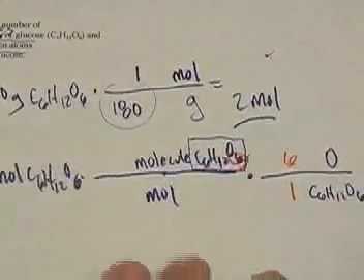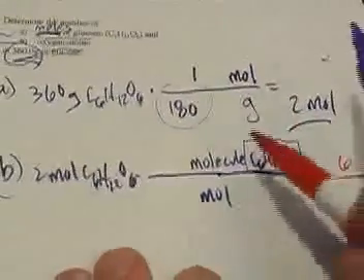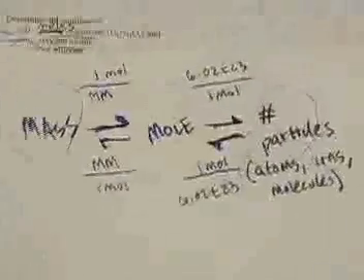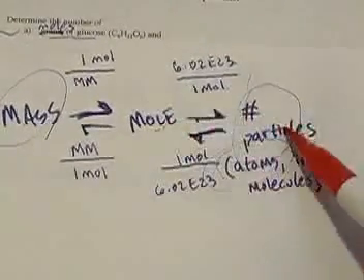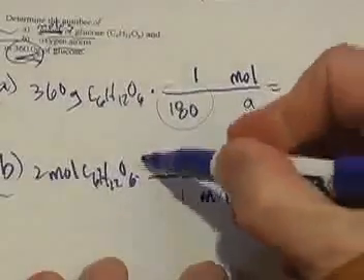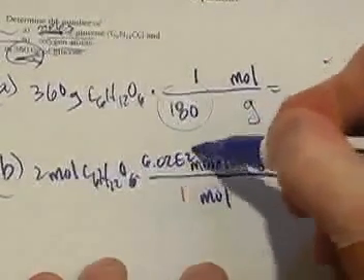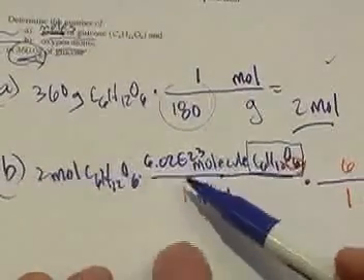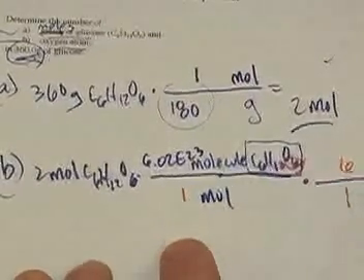Moving back to this relationship, how many molecules are there in a mole? Well, if I look back at this diagram, what does it say? When I move from moles to particles, there are 6.02 times 10 to the 23rd. So this number right up here would be 6.02 times 10 to the 23rd molecules. So 2 times 6.02 gives me 12.04 times 10 to the 23rd times 6.